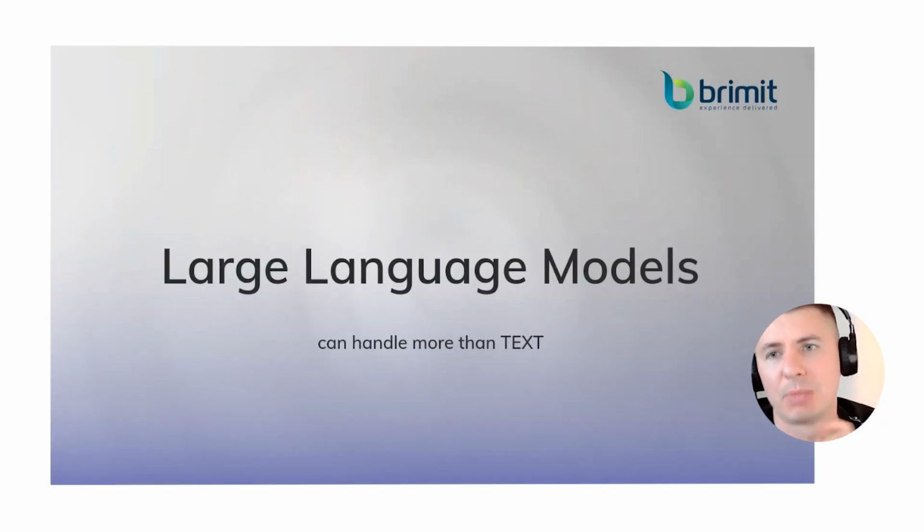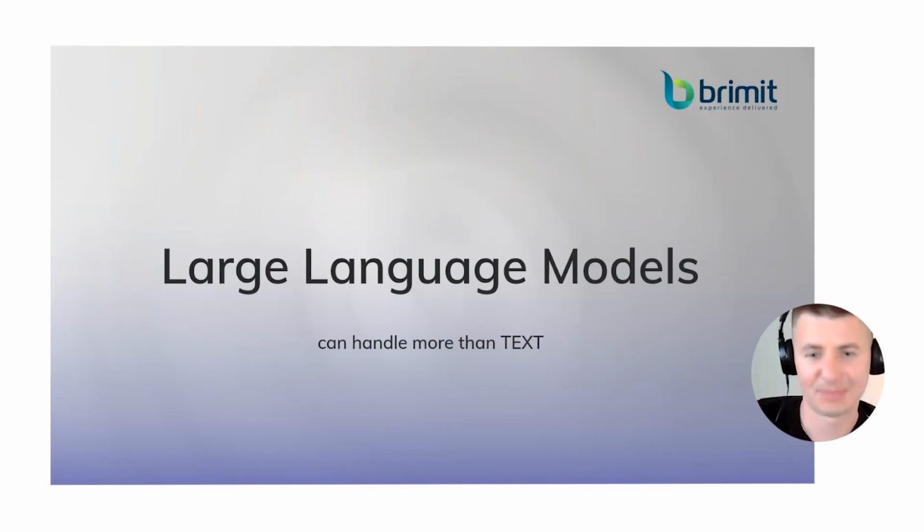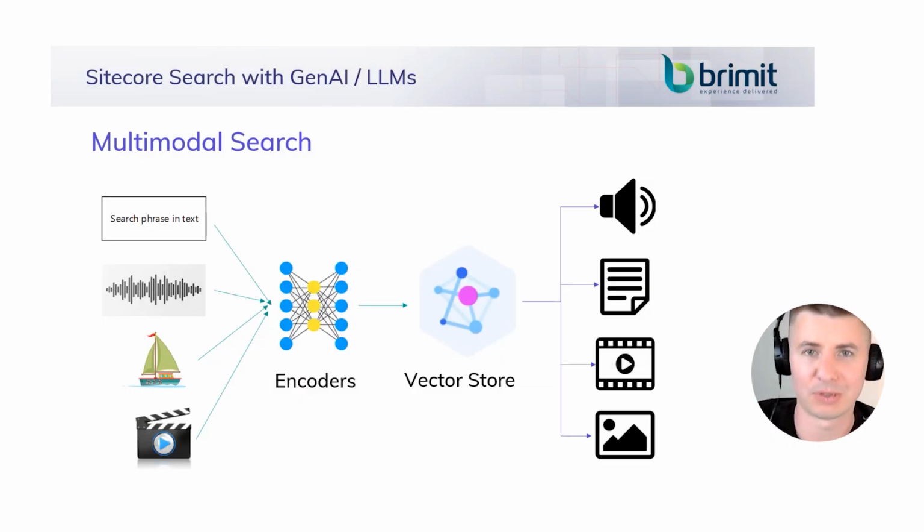And let's talk a little bit about LLMs and multimodal search. In traditional search, we just search text by using text keywords. But there is no reason why we should stop at just text. Machine learning models can easily understand a lot more than text, and that is where it gets very exciting. So, let's start with multimodal search.